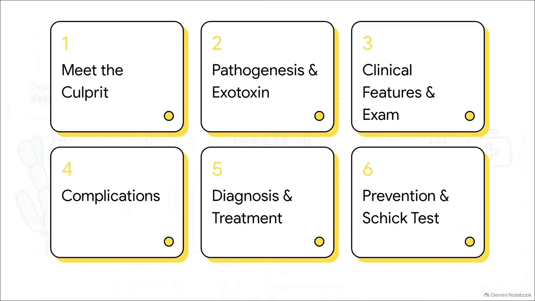Here is the game plan for today's explainer. 1. We'll meet the culprit, diphtheria. 2. We'll cover pathogenesis and the exotoxin. 3. Clinical features and examination. 4. Complications of the heart and nerves. 5. Diagnosis and medical treatment. And finally, 6. Prevention and the Schick test.